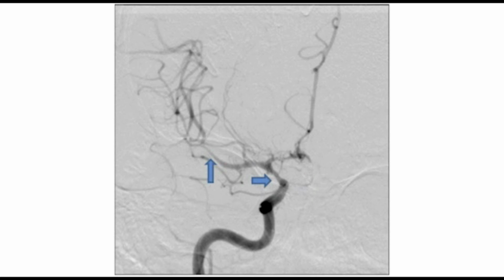This is a right internal carotid artery angiogram performed after infusion of verapamil. The verapamil was used both to treat the distal vasospasm and facilitate balloon catheterization of the proximal vasculature. Note the modest increase in the caliber of the vasculature.